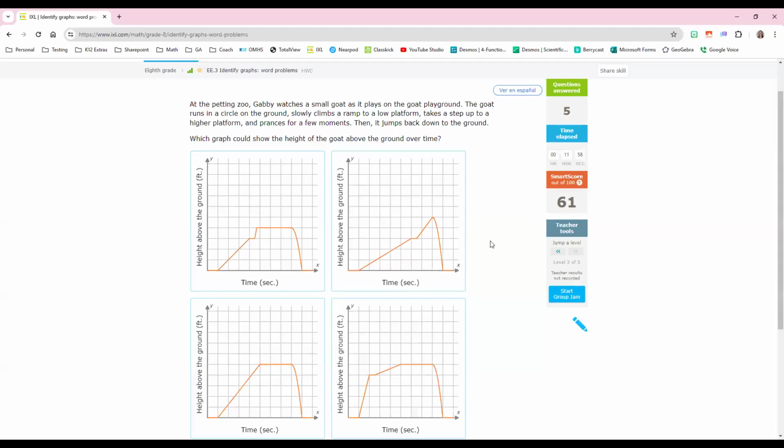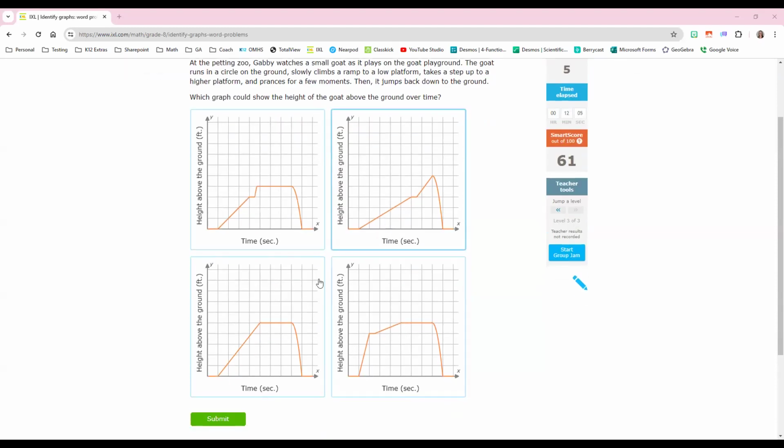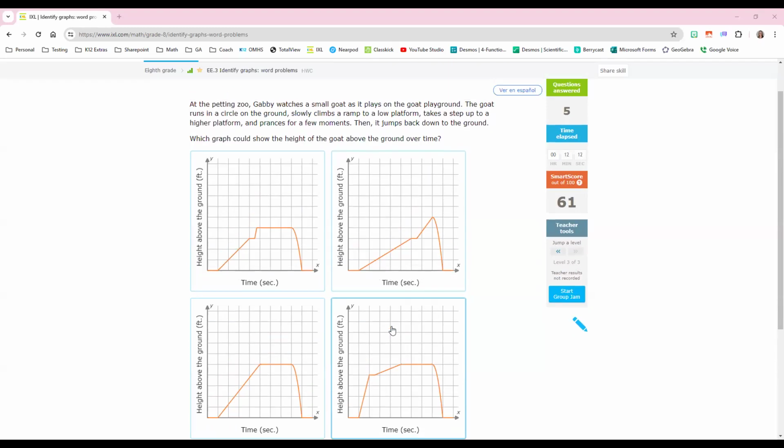All right, once you get a little higher into the SMART scores, instead of just having 2 graphs to choose between, you may have 4 different ones. Even though you have more choices, the process is still the same. So let's go ahead and read it.